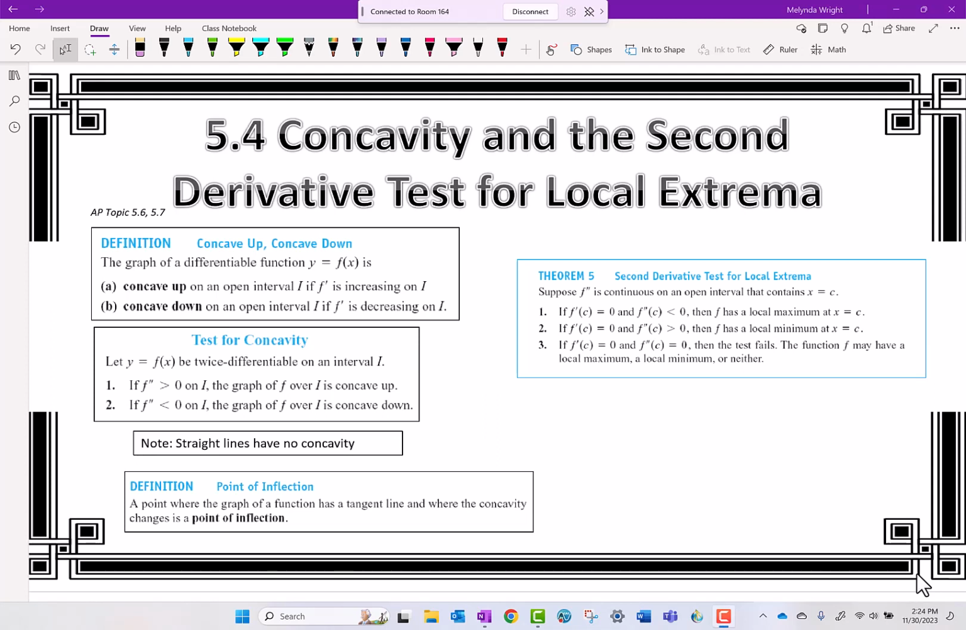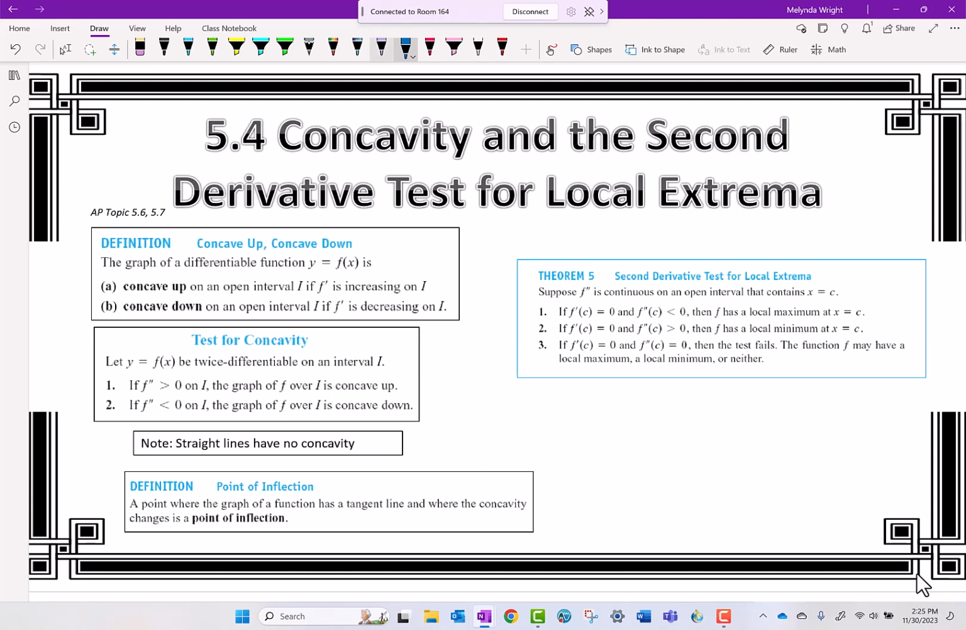All right, let's take a look at today's lesson. So today we are looking at two different things. We're looking at concavity and we're looking at the second derivative test for local extrema. Now both of these concepts really do have to do with the second derivative. They're just different concepts. So let's jump into concavity first.